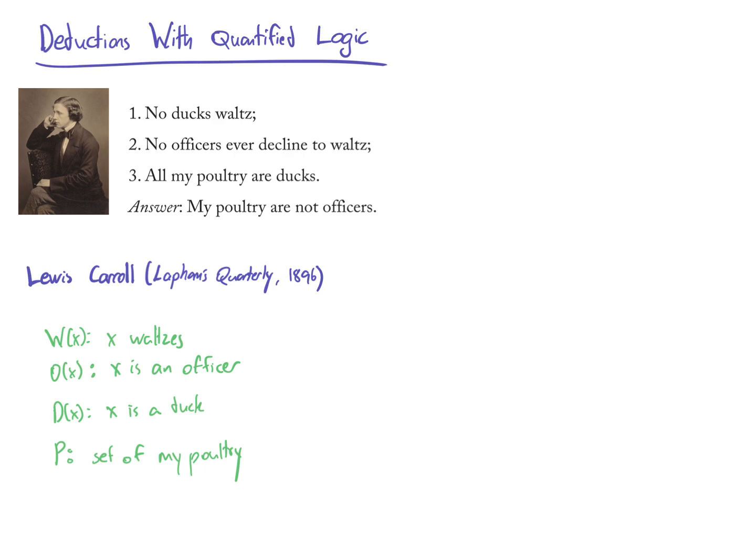Okay, so from this rather silly setup, we are ready to do our deduction. So I'm going to start by writing out what our premises are. So what are our premises? Premise 1. For our first premise, we are going to have no ducks waltz. So we can write that as: there does not exist x in my set P with the property that D of x, x is a duck, and W of x, x waltzes, are both true. Premise 2.